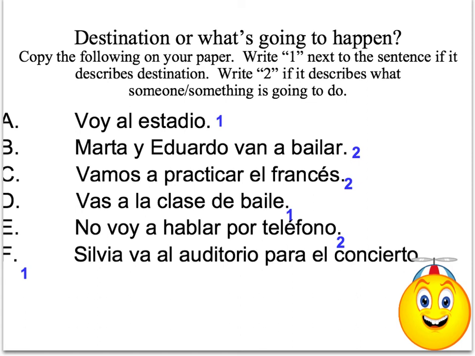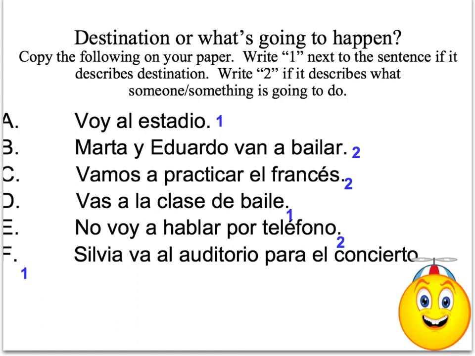Vas a la clase de baile. You're going to dance class. Just a destination where you're going. No voy a hablar por teléfono. I'm not going to talk on the phone. So I'm saying what someone's going to do. Use my form of ir, voy.